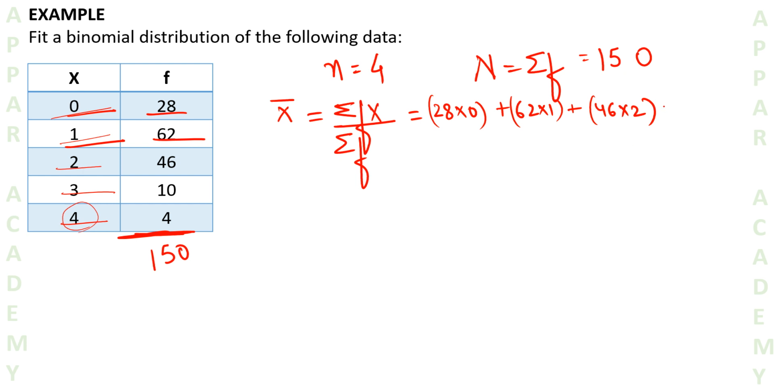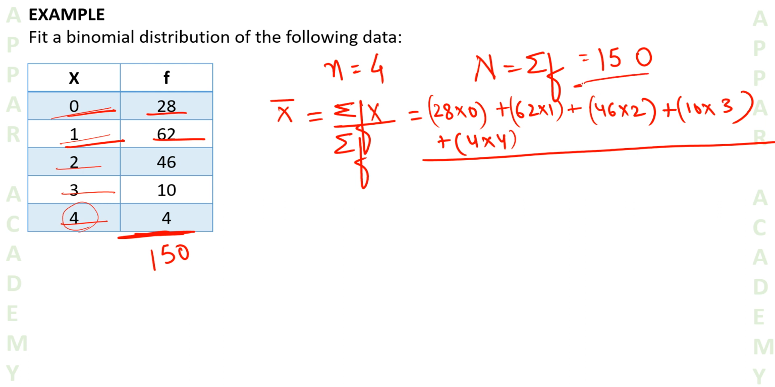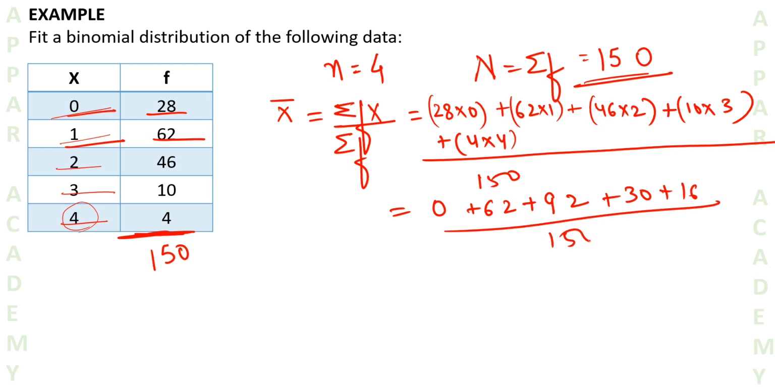Fx, right? 46 into 2 plus 10 into 3 plus 4 into 4. And this will be divided by summation f that we have already computed as 150. So I'll substitute the value 150. Simply this is 0 plus 62 plus 92 plus 30 plus 16 upon 150. This is simply 200 upon 150, which is 4 by 3. So from here what we have got is that 4 by 3 is the mean.